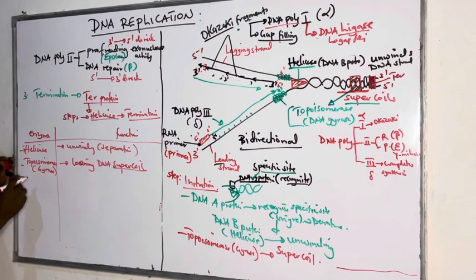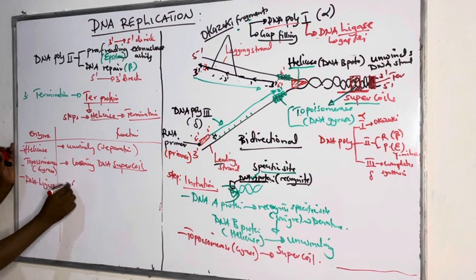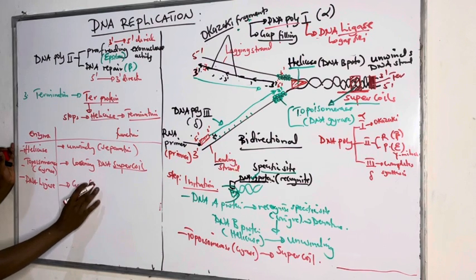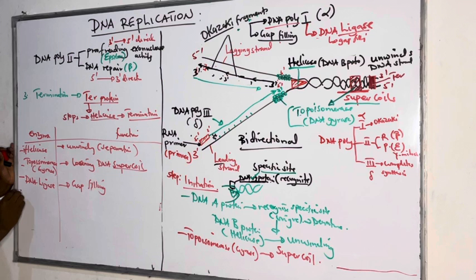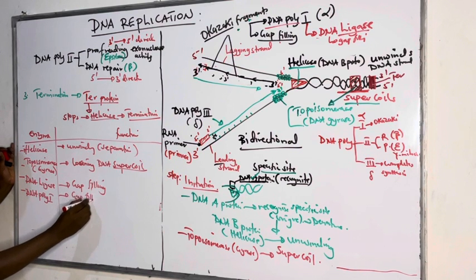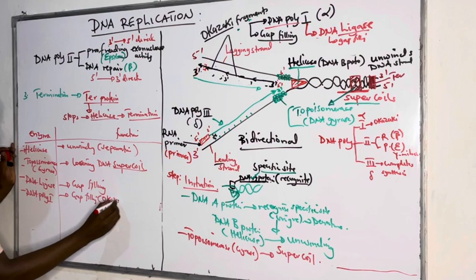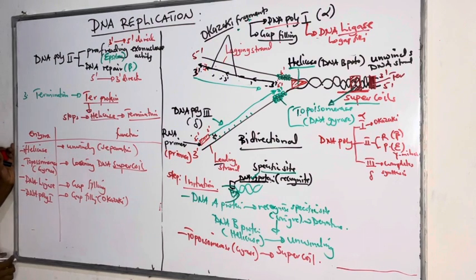Then another enzyme we have seen is ligase, DNA ligase, which also does a lot of gap filling at Okazaki fragments on the lagging strand. And this one works together with DNA polymerase type 1, which also does gap filling and complete formation of Okazaki fragments at the lagging strand.